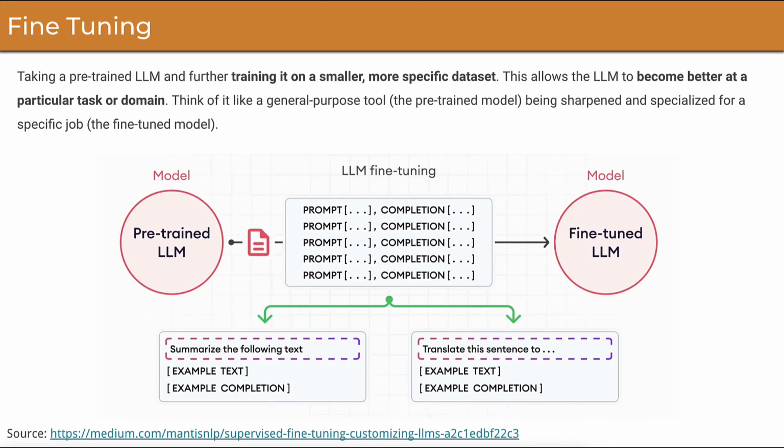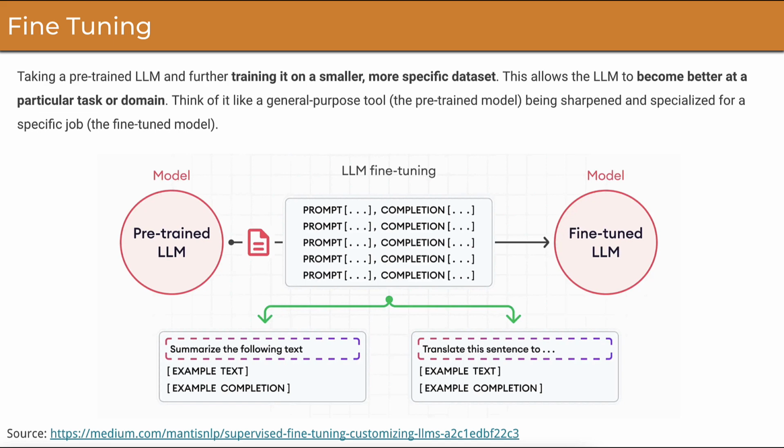Let's look at the next technique, fine-tuning. Fine-tuning involves taking a pre-trained language model and further training it on a smaller, more specific dataset. This process helps the model become more proficient at a particular task or understand a specific domain better. Why do we need this? A pre-trained model is like a general purpose tool. It's good at many things, but not specialized. When we need the model to excel at a specific task, like summarizing legal documents or translating medical text, fine-tuning is essential.